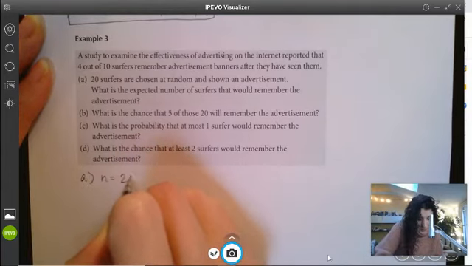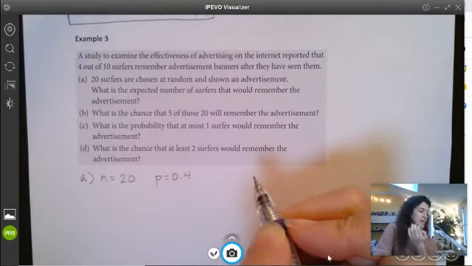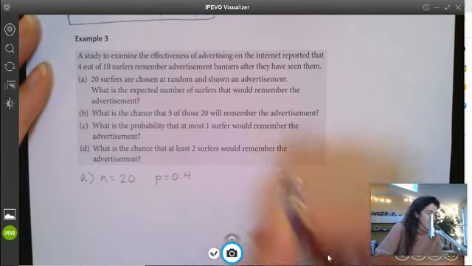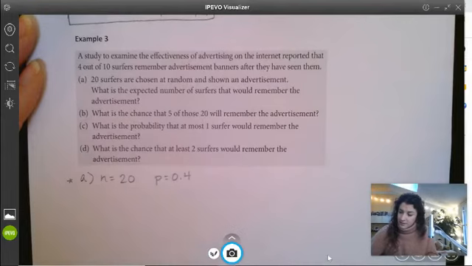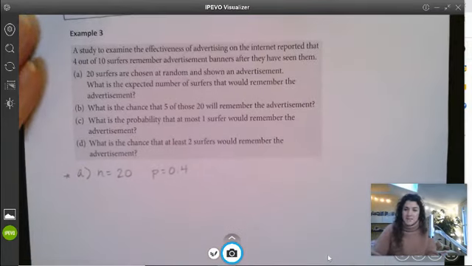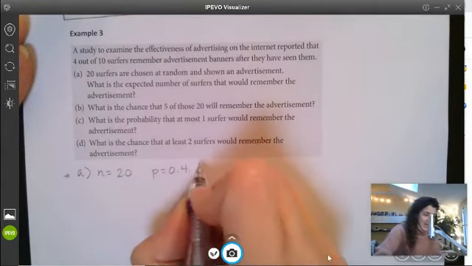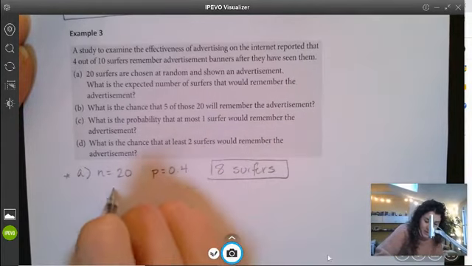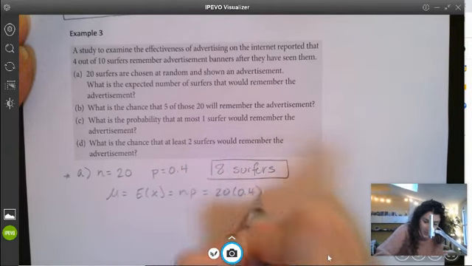If n is equal to 20 and your probability is 0.4, or 4 out of 10, go ahead and tell me what that is. Sorry, my answer key says 5, and I have no idea why. I'll change it because obviously that's 8. 8 surfers, because mu, or the expected value, is just equal to n times p, 20 times 0.4.